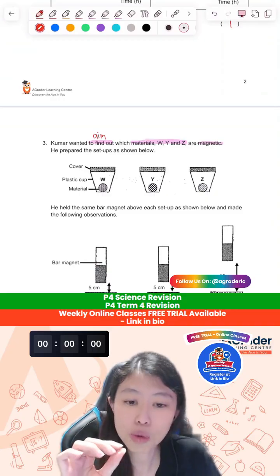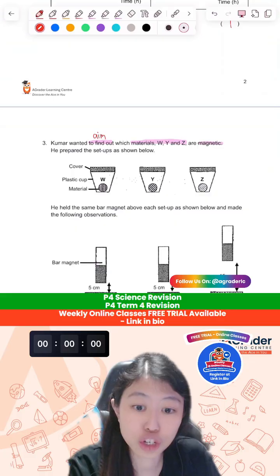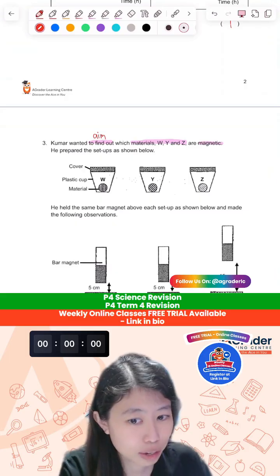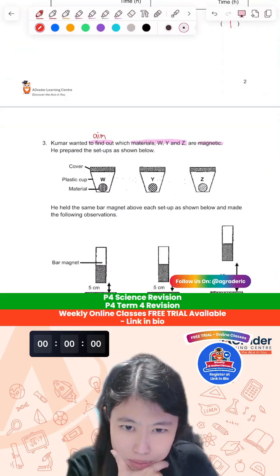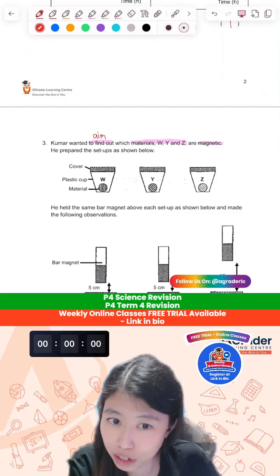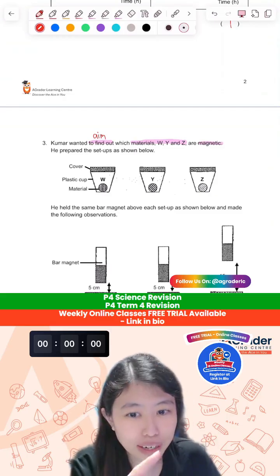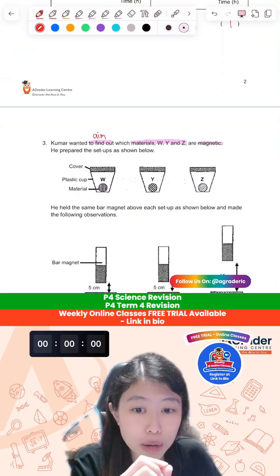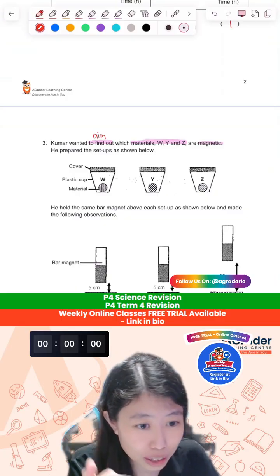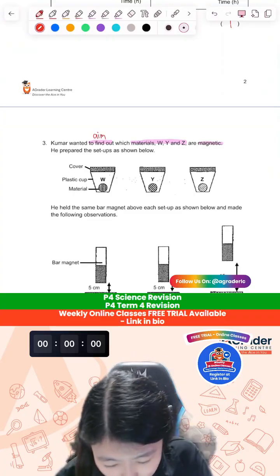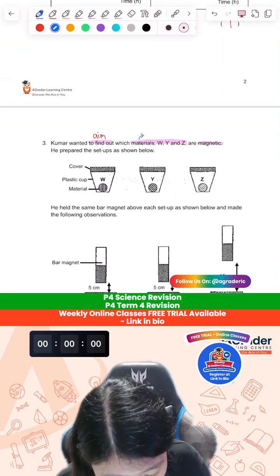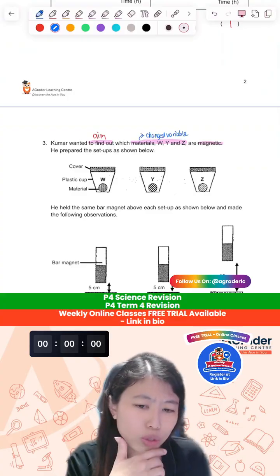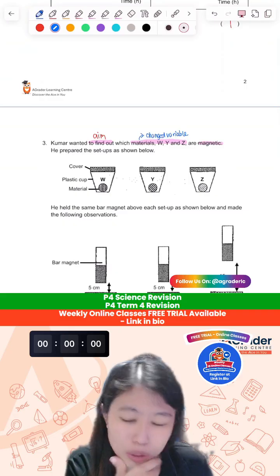Your aim will always have your change, most of the time, and measured variable indicated for you. So based on this, can anyone tell me what's my change variable in this experiment? Look at the aim: to find out which materials, W, X, Y, Z, are magnetic. Change variable is something that is different in the experiment. Materials, very good, a lot of you. Yes, materials will be the change variable in this experiment. Very good. Now, what do you think the person is trying to look out for? What's my measured variable here?